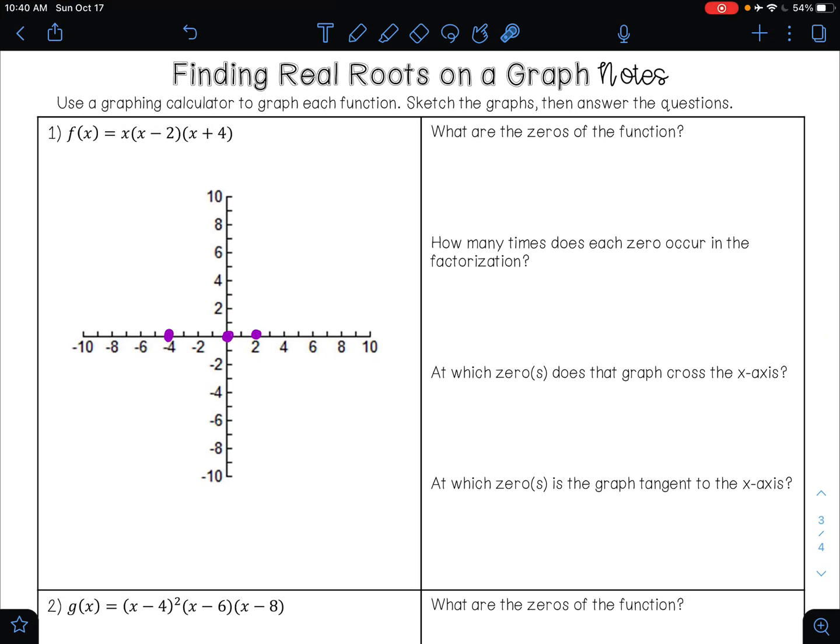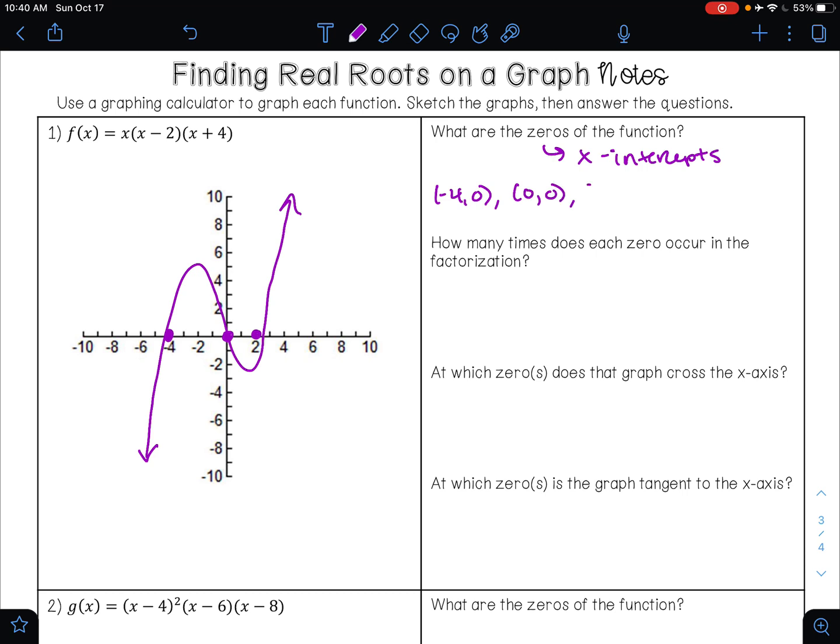So here, let's see, it is cubic. So we're going to start down here, and then it went up, and it came back down, and it went back up again. Now, it doesn't need to be perfect. What I really care about is that your end behavior is correct and that your intercepts are correct. So when it says what are the zeros of the function, it's asking for the x-intercepts. So that is at (-4, 0), (0, 0), and (2, 0).